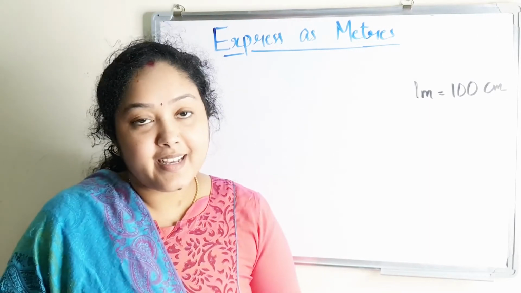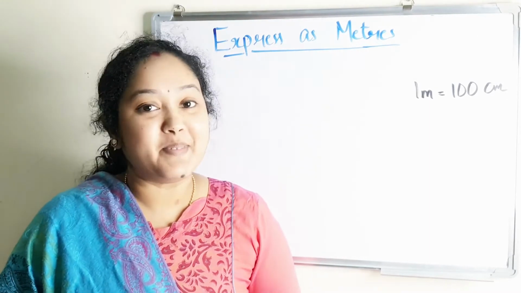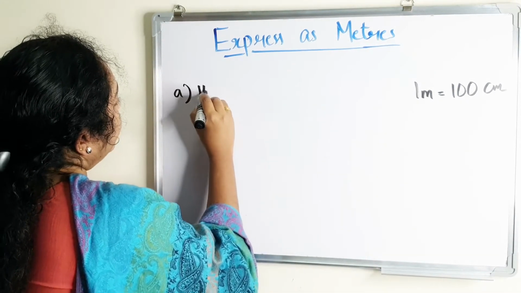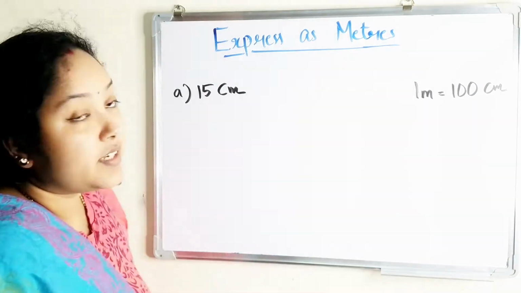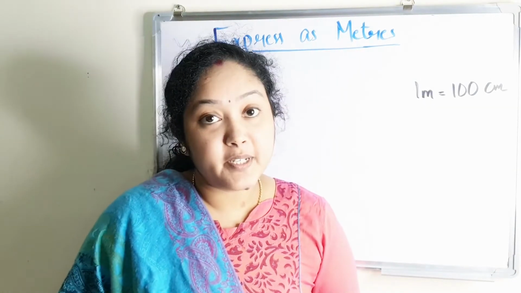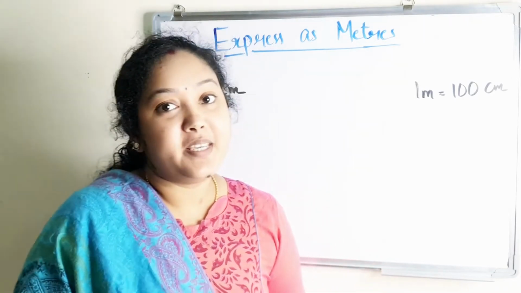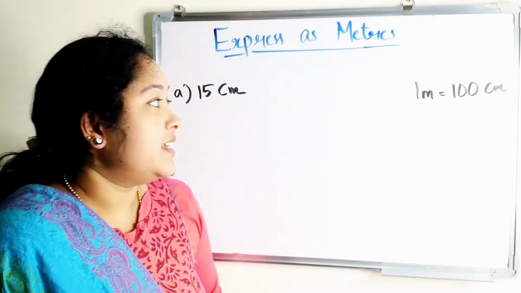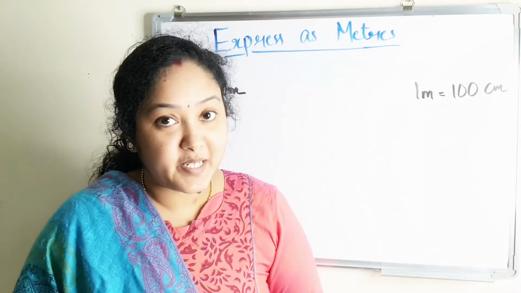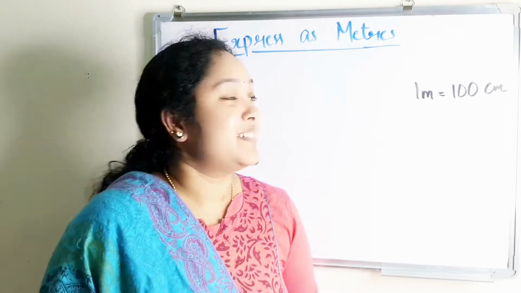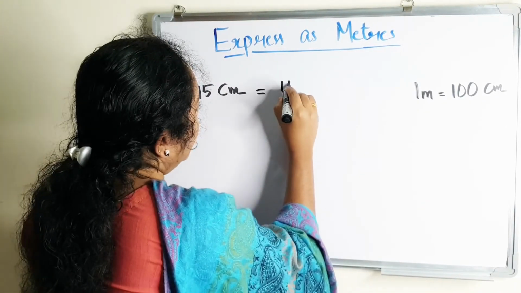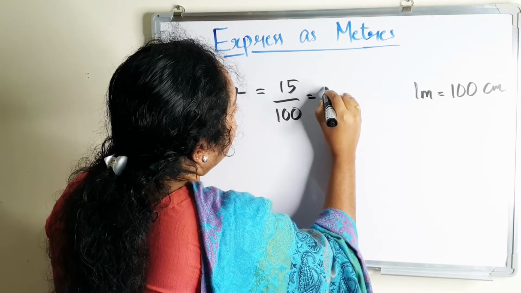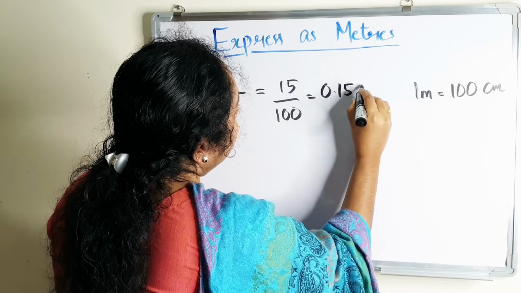Next question is, express as meters using decimals. First question, 15 centimeter. To convert centimeter to meter, divide the number by its power of relation. That means 1 meter is equal to 100 centimeter. Their power of relation is 100. So the number is divided by 100. That is equal to 0.15 meter.